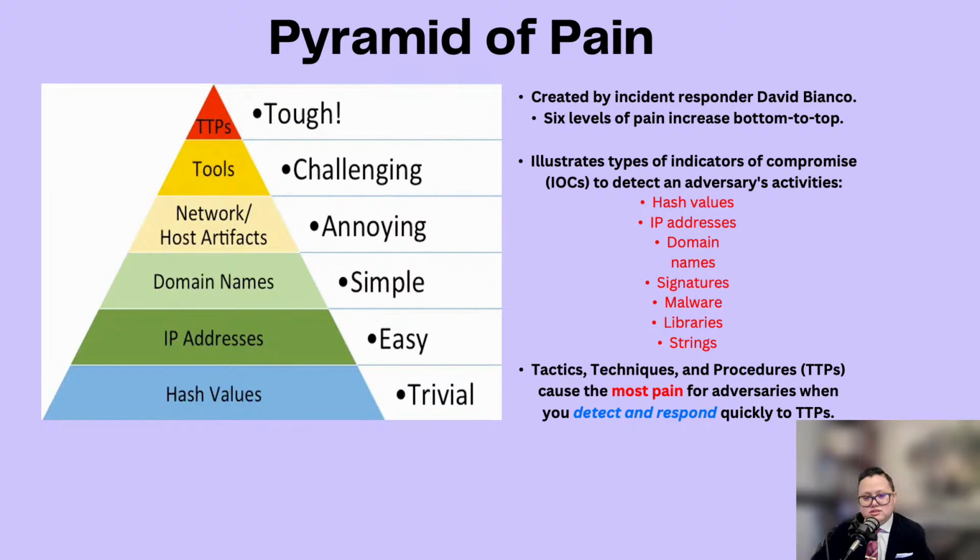And as you can see, this pyramid of pain also illustrates the types of IOCs, or indicators of compromise, that can help you detect an adversary's activities. And that starts from bottom to top. Hash values, which are trivial, IP addresses, domain names, signatures, malware, libraries, and strings. But the ultimate one is the TTPs that we attack by detecting and responding to them, that really create the most pain for adversaries.